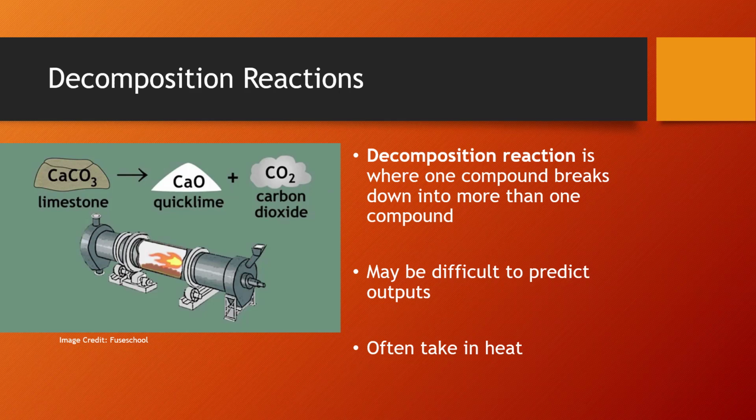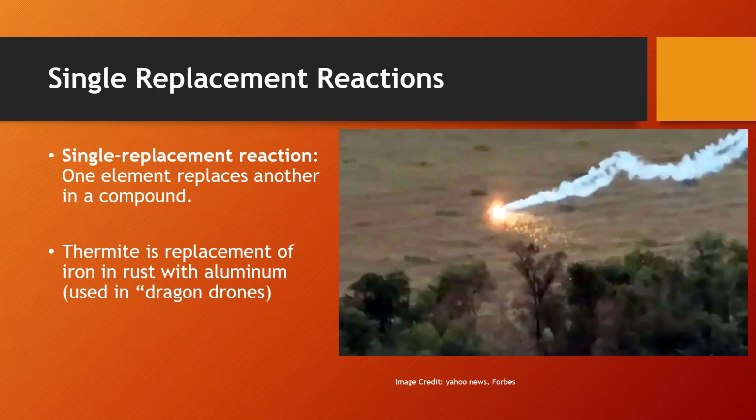Now it may be difficult to predict the outputs because if you were to add, say, oxygen to this, then you might actually get more carbon dioxide and less quicklime and end up with, well, calcium. Or if you were burning charcoal, you can get carbon monoxide or carbon dioxide. So it's a little harder to get the outputs done. And often these decomposition reactions will take in heat, especially if they're turning something that is more stable into something that is less stable.